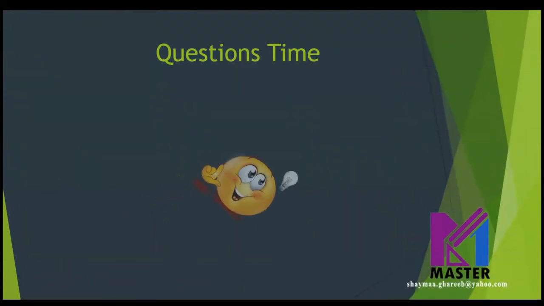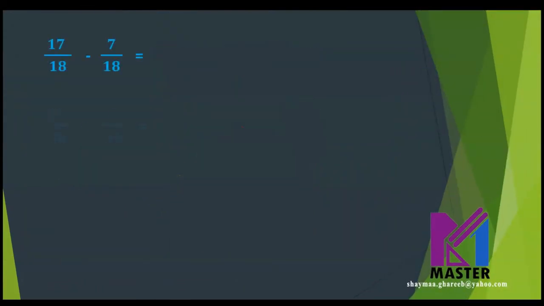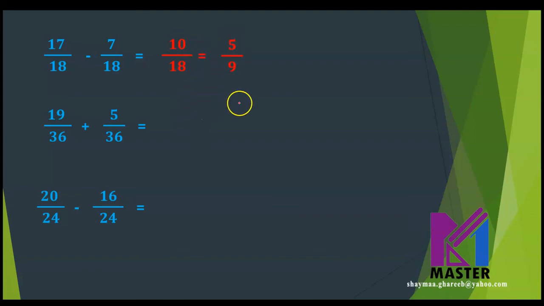Now, it's our questions time. I will show you these 3 questions here. Try to do it on your own and check your answer with the video. 17 over 18 minus 7 over 18, it will give us 10 over 18. I will simplify it to be 5 over 9 by dividing up and down by 2.